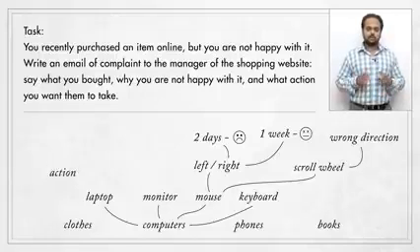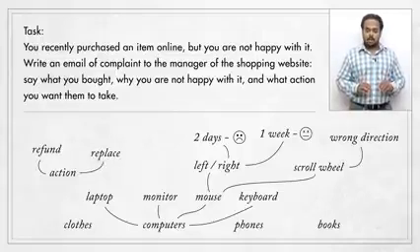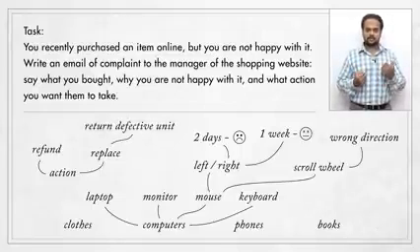But what do we want the shopping website to do? We can say, give me my money back. That's called a refund. Or we could ask for a replacement. I like that idea. Now, when they give me a new item, they will want the old one back. So I'll have to return the defective unit. That means the mouse that's not working. All right, we are done collecting ideas. And here, in just 2 minutes, we have all the information we need to write our email.